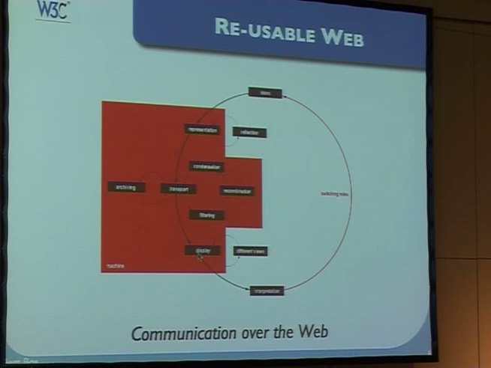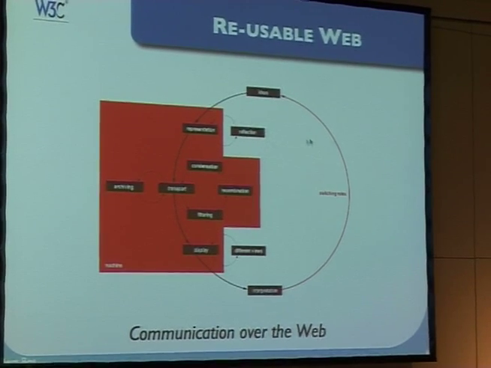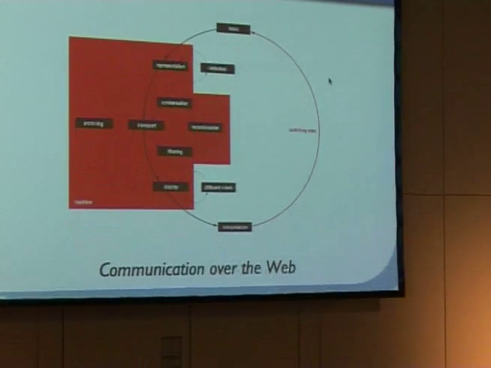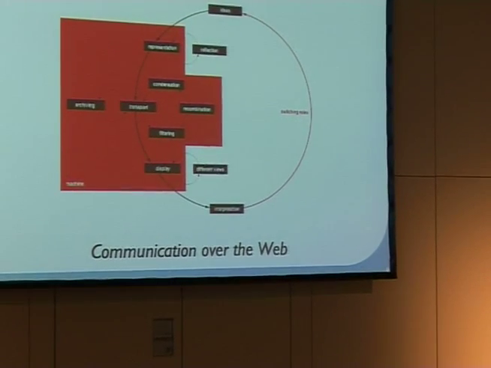It's displayed. Maybe also the display isn't right the first time. It gets different views. It's maybe displayed in various different ways. And then what has been displayed is interpreted. So all these smaller circles here indicate that information has to be processed in various ways. That's the reuse that's going on. And to make that as easy as possible is the goal of the semantic web.